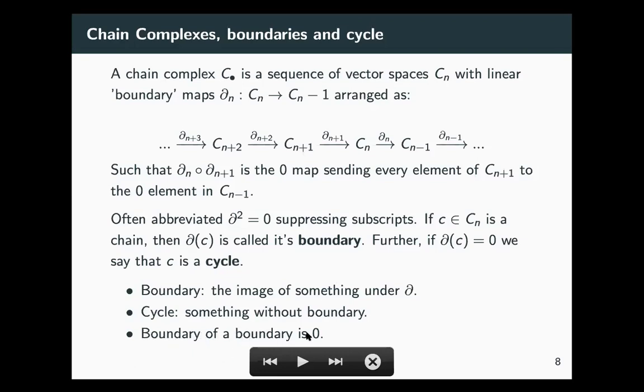And what this is saying is just a rephrasing of this thing here. It's saying that if I take the boundary and then take the boundary again, I'm going to end up at nothing. I'm going to end up at something that doesn't have a boundary. So are there any questions about this? Because I know this is complicated.